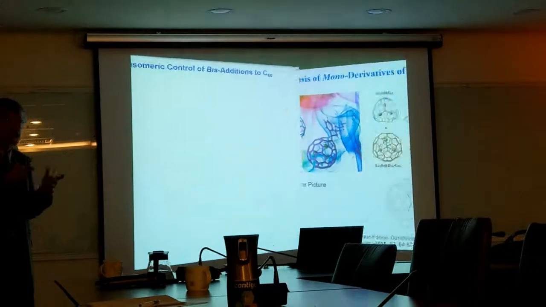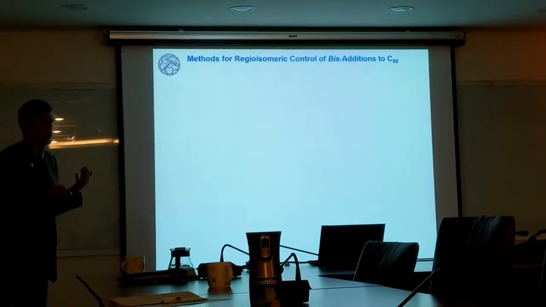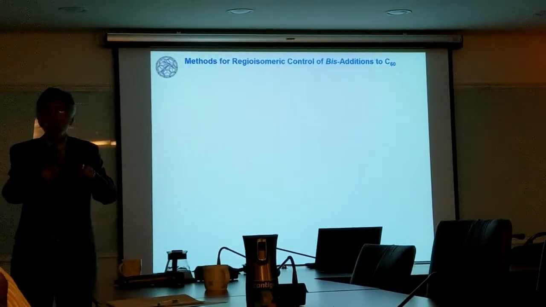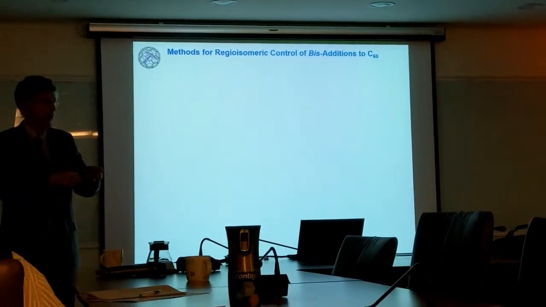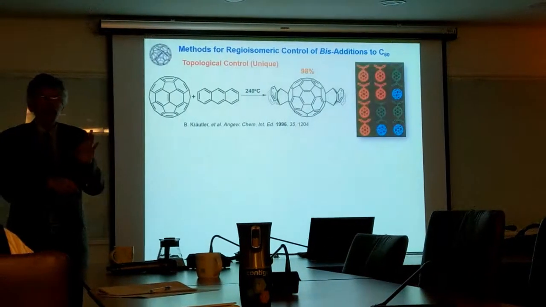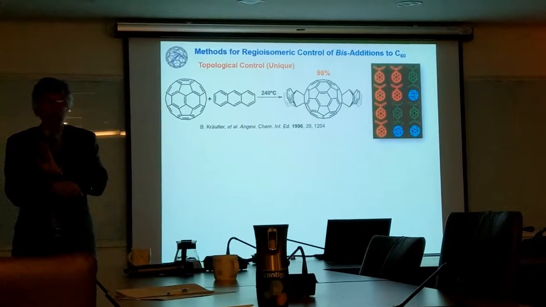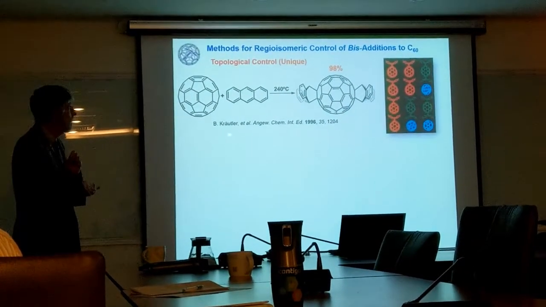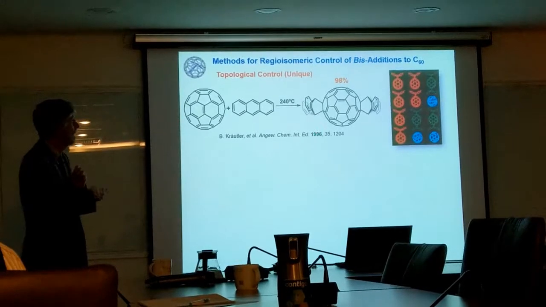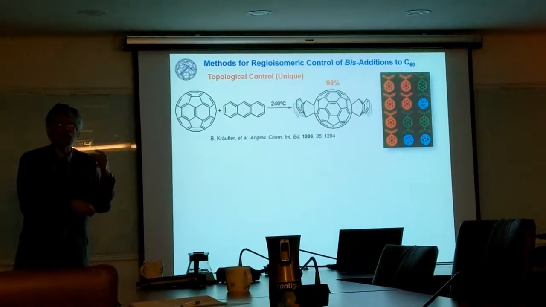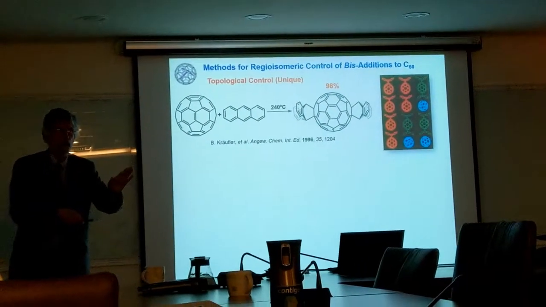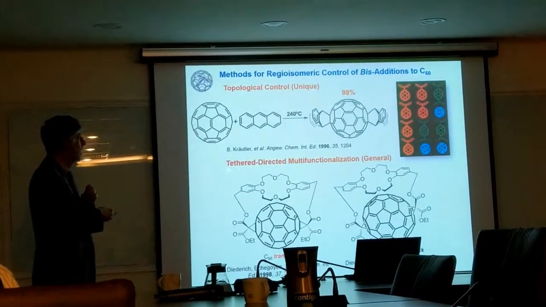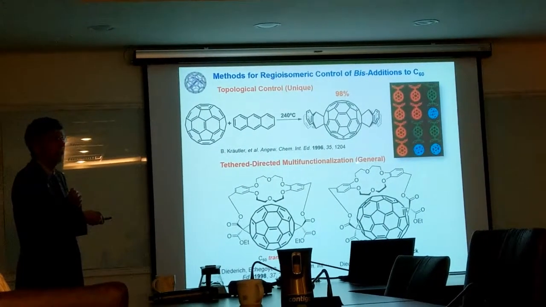So what happens when you put two, and how many methodologies are there to put two things in a controlled manner on a fullerene? There are only two. The first one is very specialized, and I'm not even going to discuss it. It's the one reported by Bernd Kräutler back in 1996. It's a very unique case and very specific, so I'm not going to mention it here. The general method is tether-directed multifunctionalization.